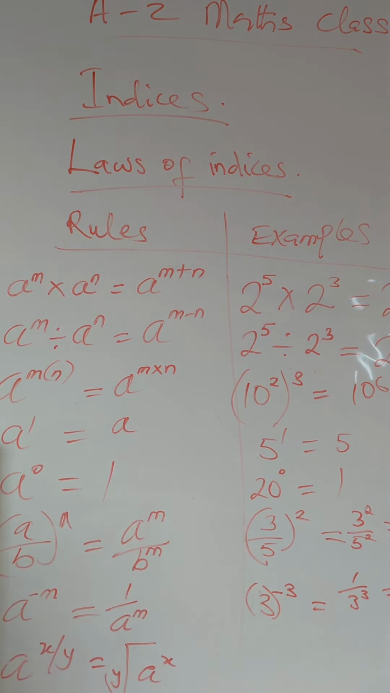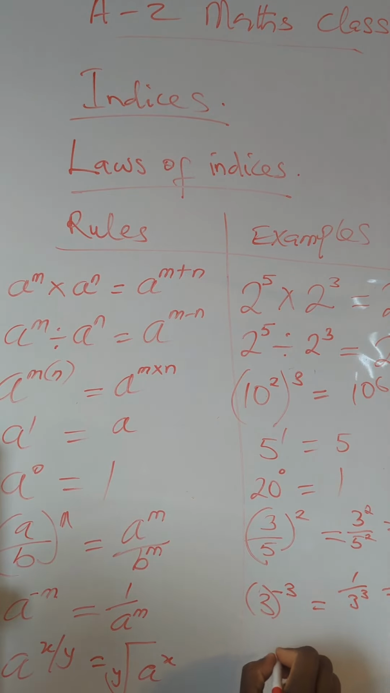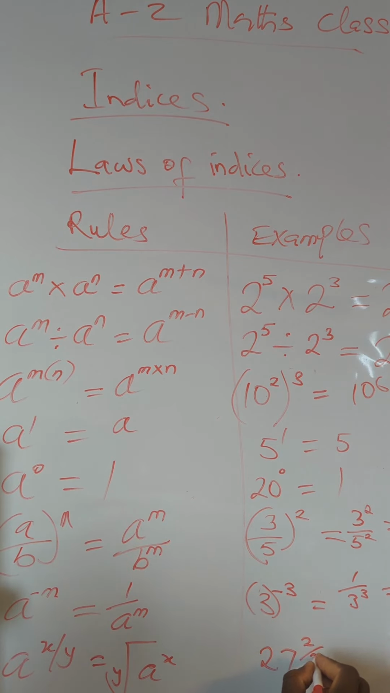Right? Example, you could have something like 27 raised to the power 2 over 3, which is the same thing as the third root of 27 raised to the power 2. The third root of 27 is 3, because 3 times 3 times 3 is 27. So 3 raised to the power 2 is 9.